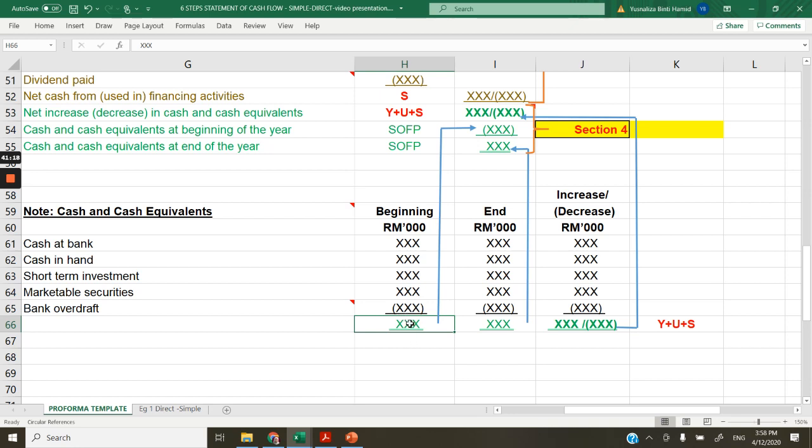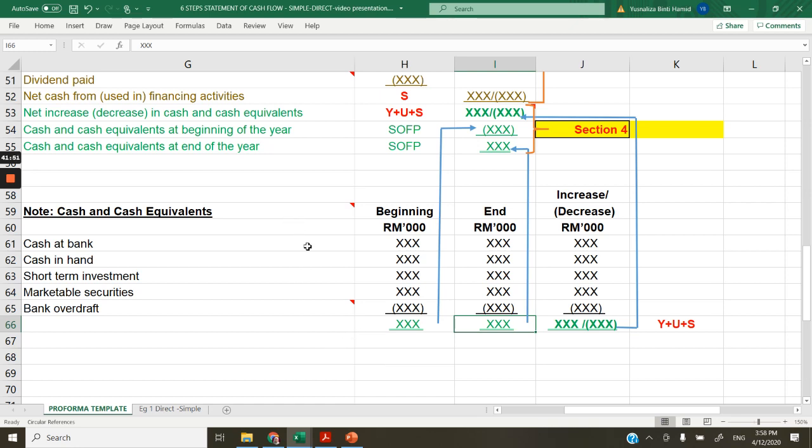Remember the total here? This is actually the total from the beginning of the year. This is the figure here that I put here. The figure here is derived from here. The figure here is derived from the ending column. So that's why you have here cash and cash equivalent at the beginning of the year. And this one is cash and cash equivalent at the end of the year. And that is the total that you will get by constructing the cash and cash equivalent schedule first.